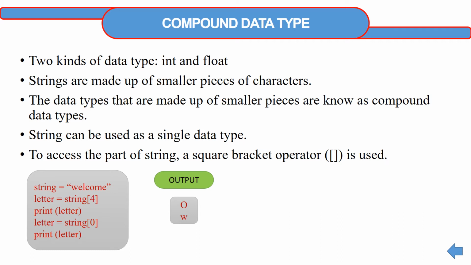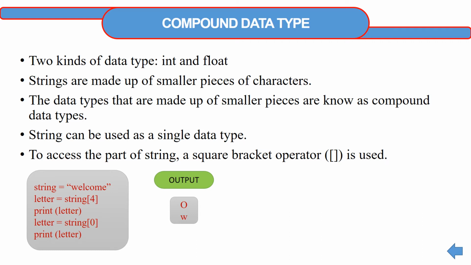In compound data type, we have two kinds of data type: one is called an int and another is called a float. Strings are very different from these. A string is made up of smaller pieces, the characters. A data type that is made up of smaller pieces is called a compound data type. The string is also used as a single data type. To access a part of the string, the square bracket operator is used.